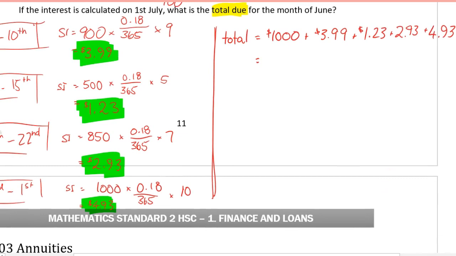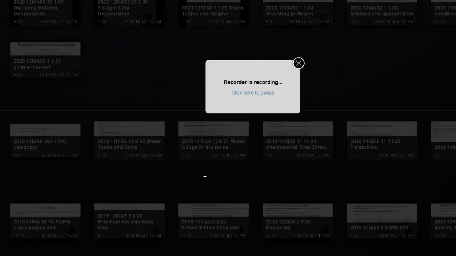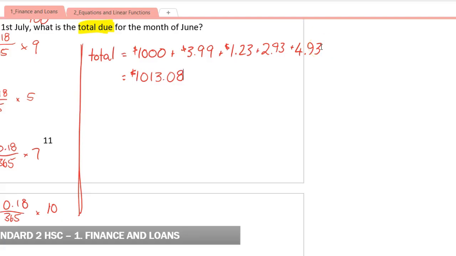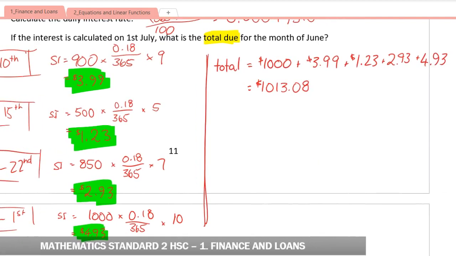Hang on a tick here. Okay, so back to the question. The total due is $1,013.08 for the month of June, making sure we've answered that question that was posed to us.